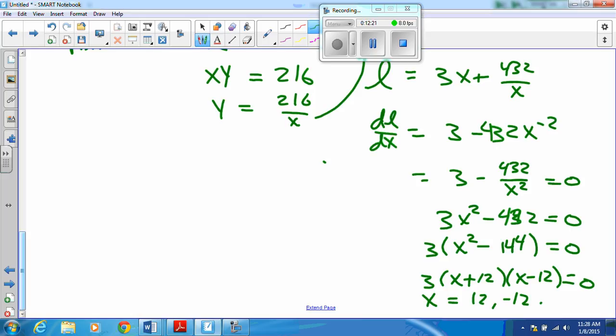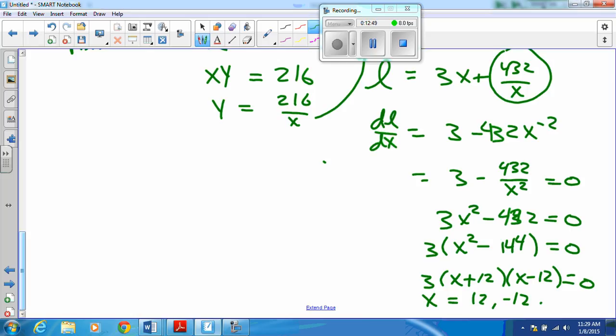What you got? When you have dL/dx equals 3 minus 432 x to the negative 2. Yep. How do you go for that? I realize that 432 over x is the same as 432 times x to the minus 1 power. Oh, right, okay. And then I use power rule on that. Yep. Very common move there. Yep. Good. What do you think about these two critical points?